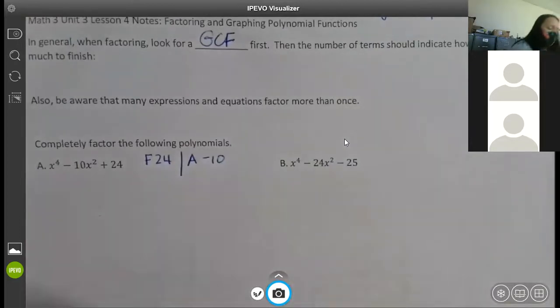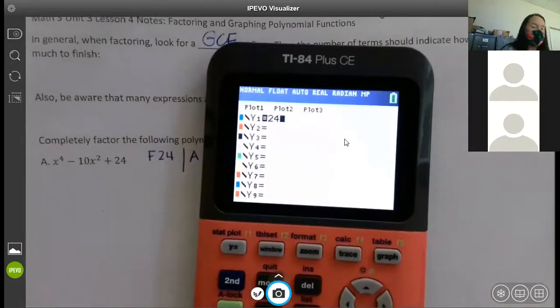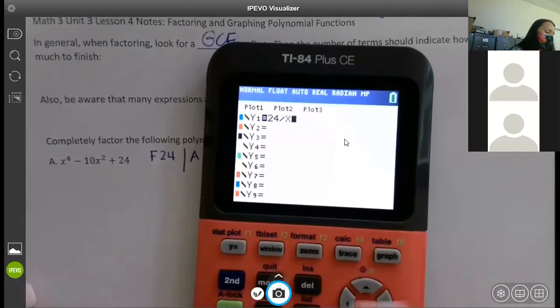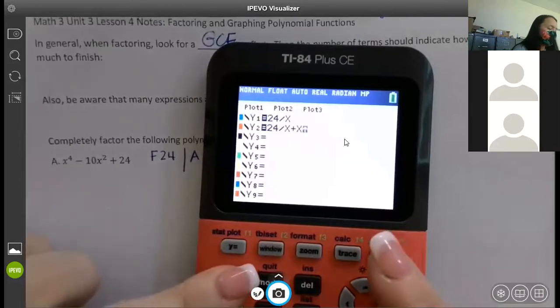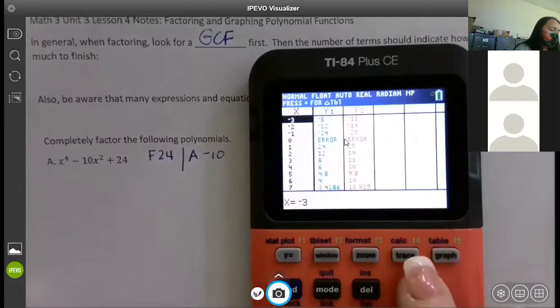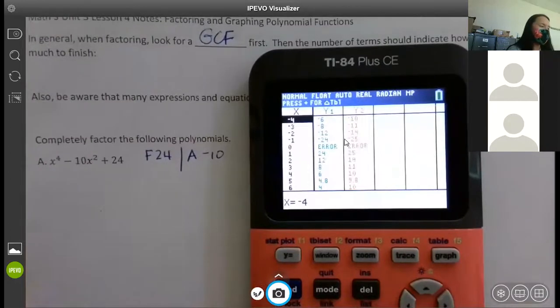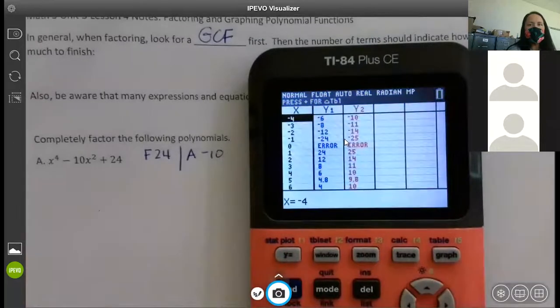All right, so remember how I taught you to do factors. You're going to go into y equals, put in the number that you're looking for, factors of 24, 24 divide x plus x. And then you look in your table for negative 10. So there's our negative 10. It's really blurry. I'll change it so you can see it. There you go. So our two factors are negative 4 and negative 6.